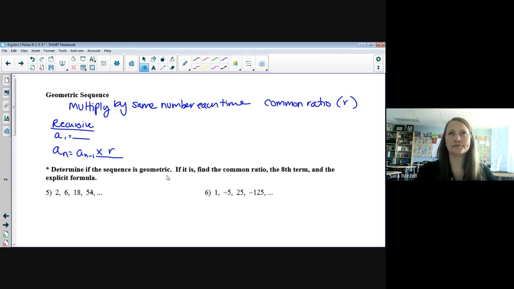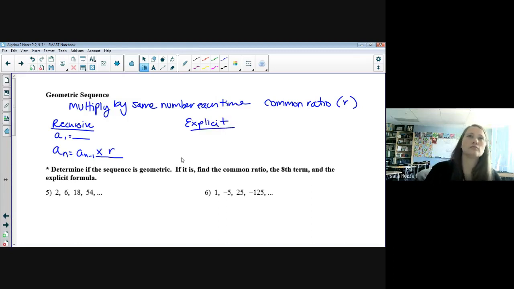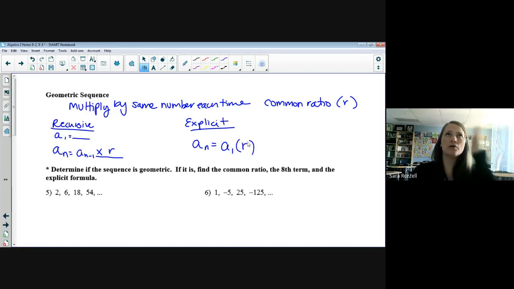For recursive, and the explicit formula is very similar to the one for arithmetic, but instead of adding, we're multiplying instead. So our explicit formula is the first term, oops, that's an N, I need a 1 there, times the ratio, and the ratio is going to be multiplied a certain number of times. How many times do you think we're going to multiply it to get to whatever term we want?